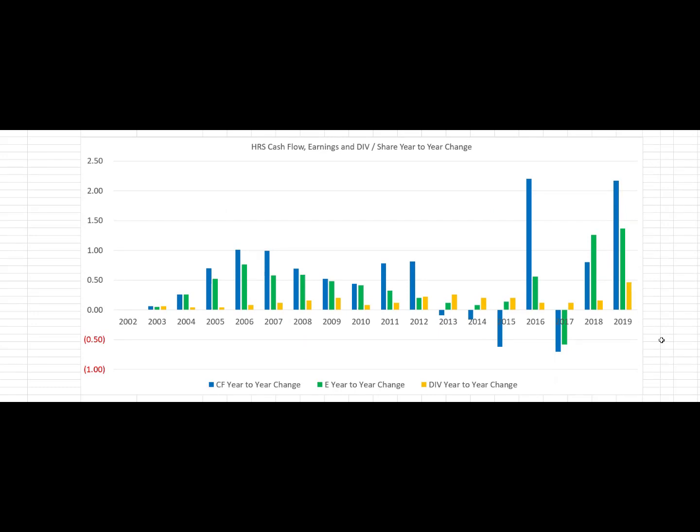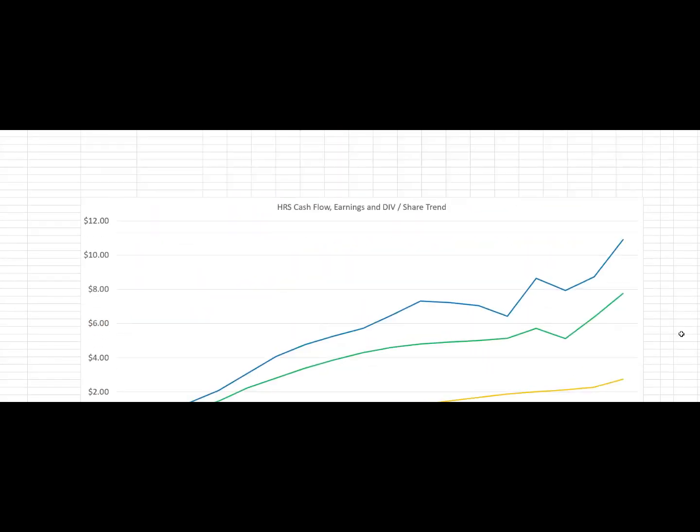Gold bar is always above the zero line. Cash flow, a couple hits here in the 13 out through 15. A little recovery in 16 and then another hit in 17. So Harris Corporation.